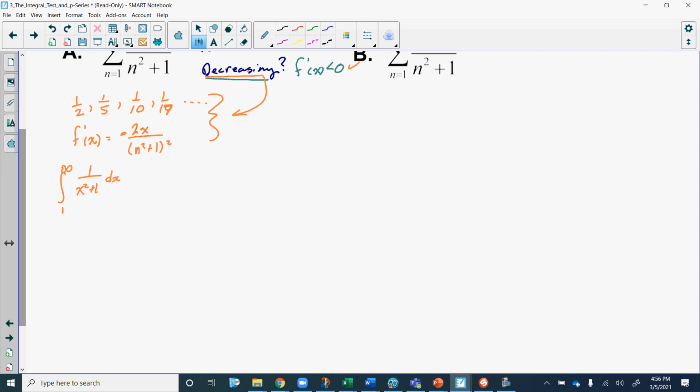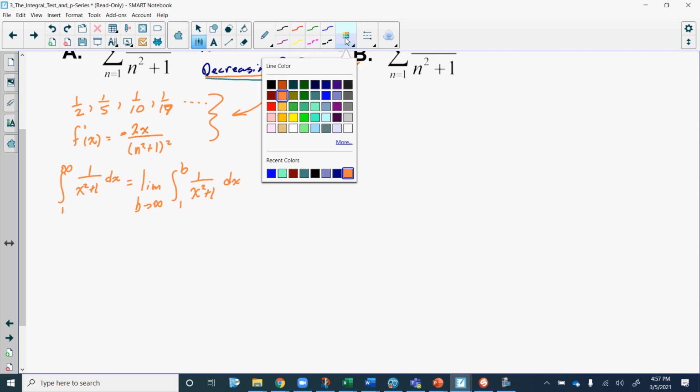Okay, so for my improper integral, again, we have to do our integration the way that we have been doing it with improper integrals. I'm going to look at it in terms of the limit as b approaches infinity. A lot of people like to use t here. If you want to use t, it's fine. And we're going to say from 1 to b of 1 over x squared plus 1 dx. So now that's how we set it up to do the actual integral.